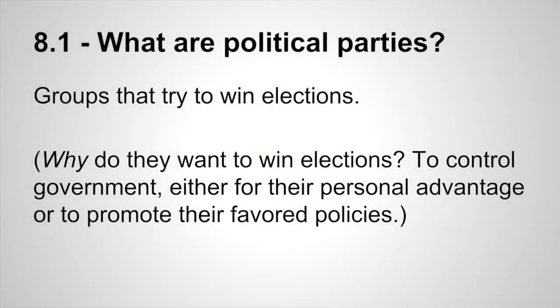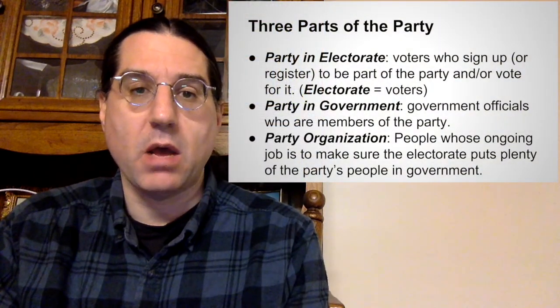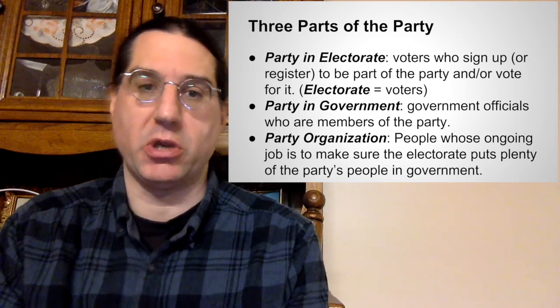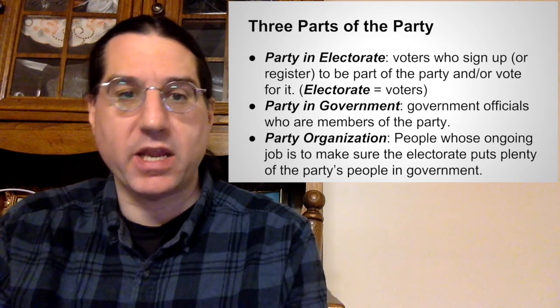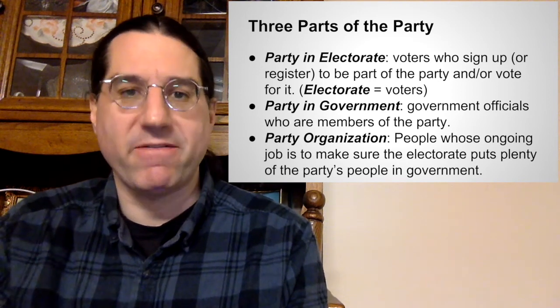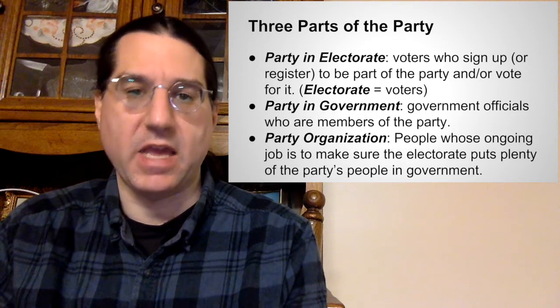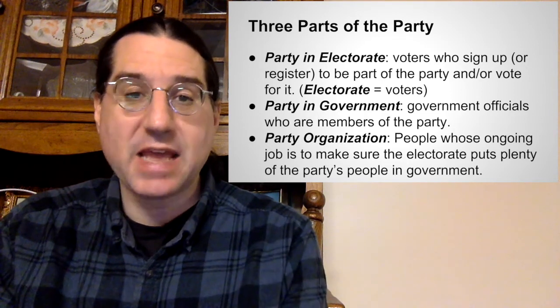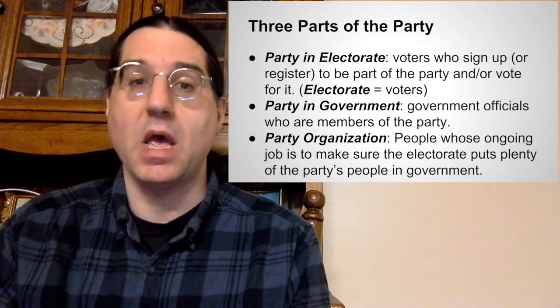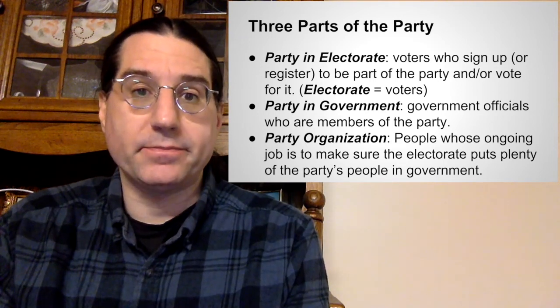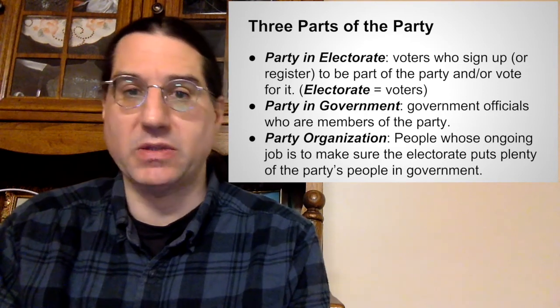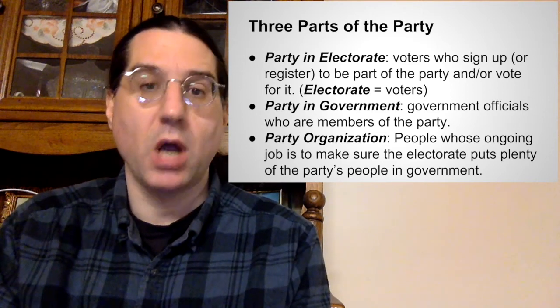Now, we can break up a party or categorize it in 3 different categories or 3 different senses of the term. First is we can talk about the party in the electorate. Now, the electorate is the group of people who do the electing, the voters. So, a political party in the electorate is just that group of voters that identifies with and affiliates itself with the party in question. Now, in the United States, you really don't have to do a lot to be affiliated with a political party. You just really need to mark that you want to be affiliated with the Democrats or the Republicans or the Greens or the Libertarians or whomever when you register to vote, and that's it.